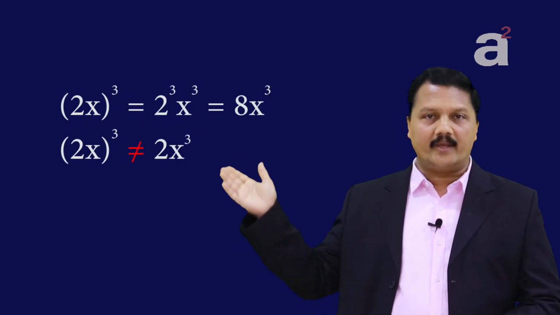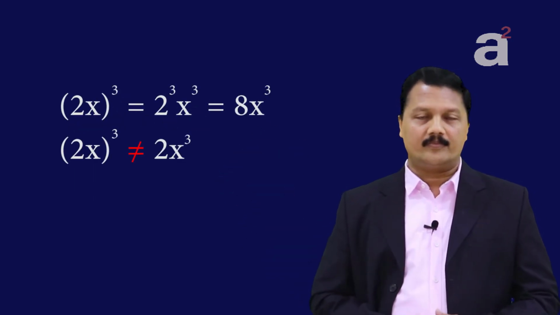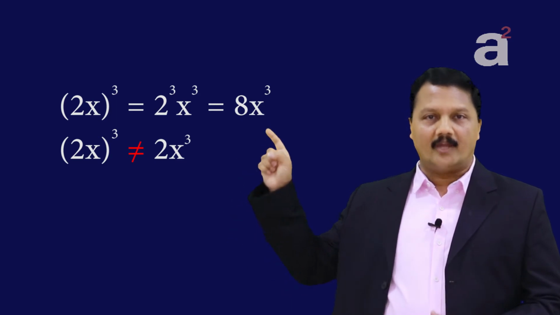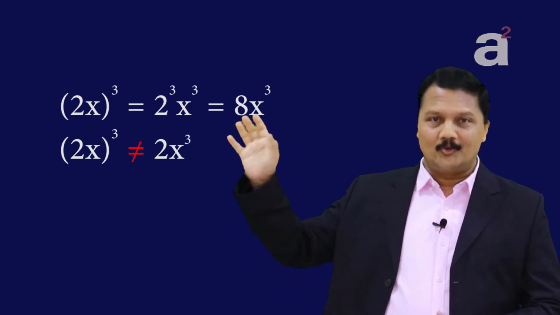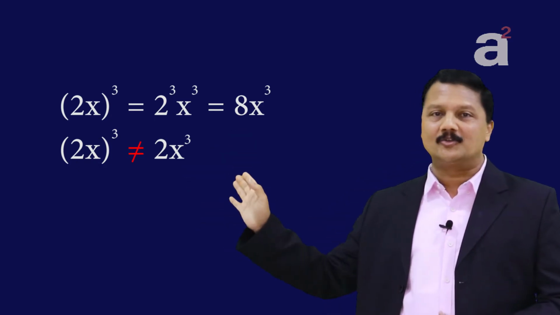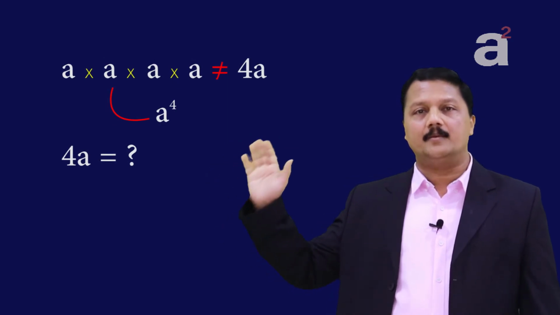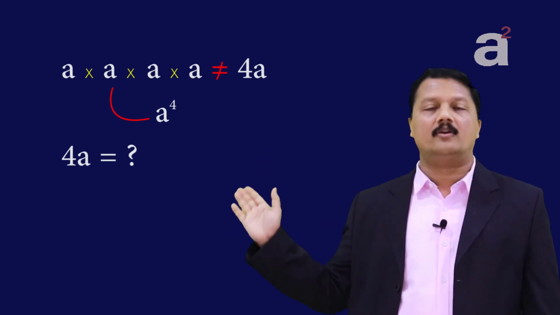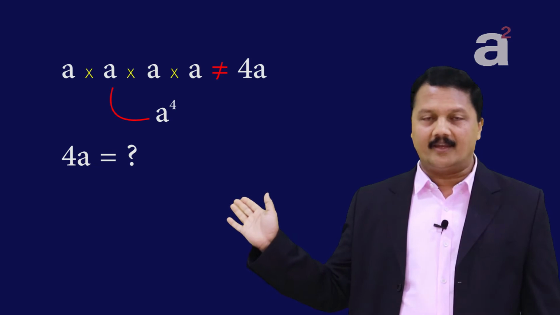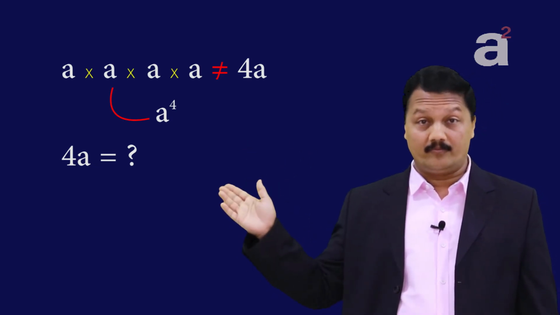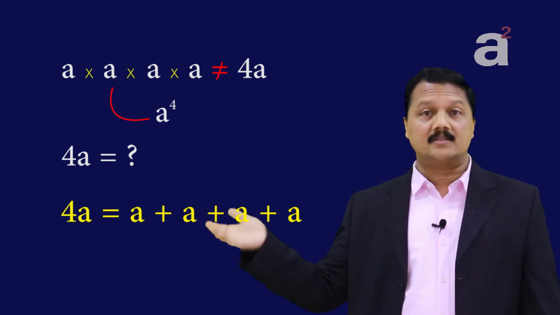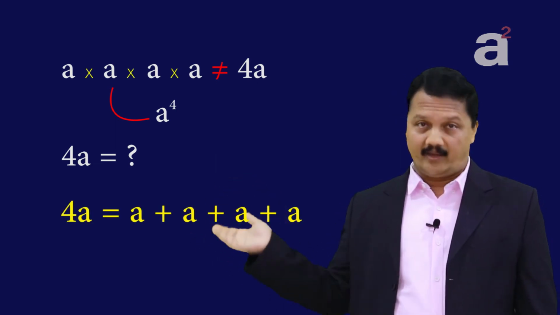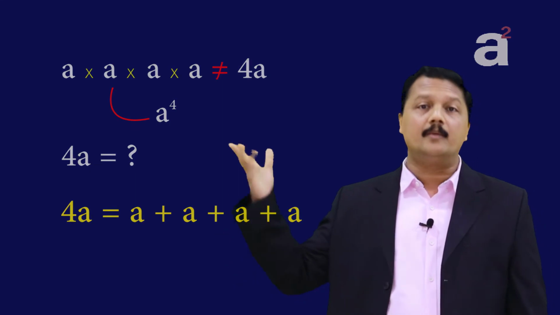See, what is (2x) the whole cube? That is 2 cube times x cube. That means 8x cube. So (2x) the whole cube is not equal to 2x cube. When you see a times a times a times a, that is not equal to 4a. That is a to the power 4. What's 4a? 4a is equal to a plus a plus a plus a. So this is true for any power.